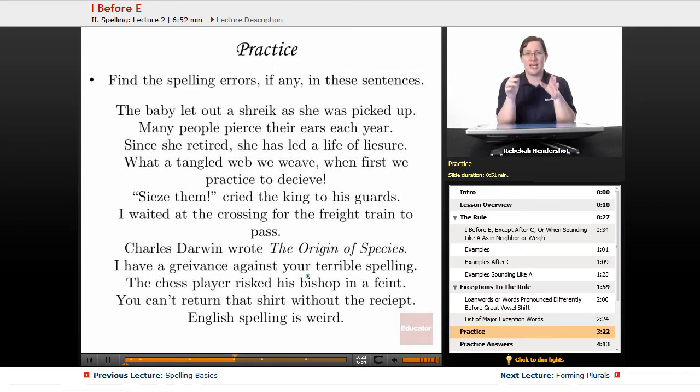Alright. Here's some practice. See if you can figure out which of these words should have the EI combination and which should have I before E. Here are the sentences. The baby let out a shriek as she was picked up. Many people pierce their ears each year. Since she retired, she has led a life of leisure. What a tangled web we weave when first we practice to deceive. Seize them, cried the king to his guards. I waited at the crossing for the freight train to pass.